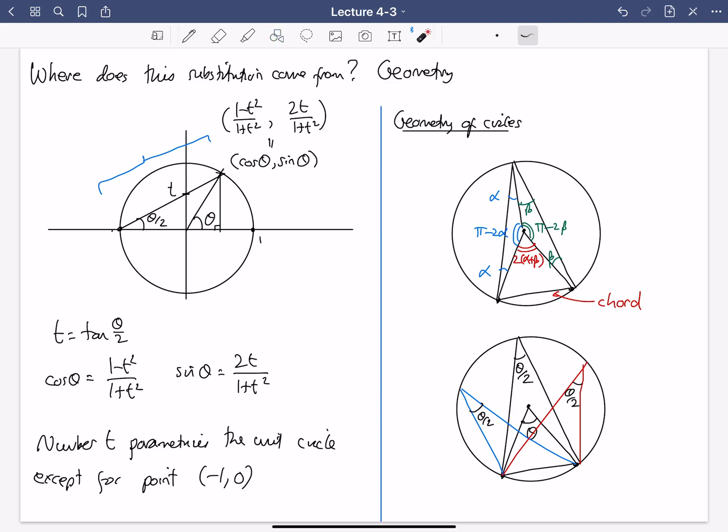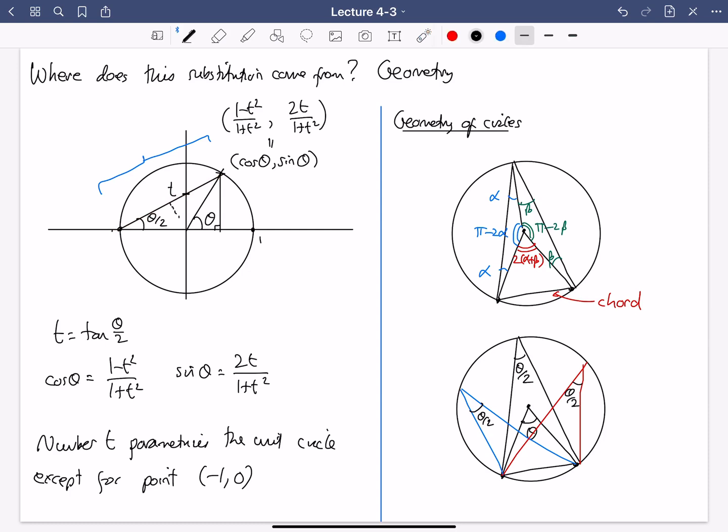And you can calculate the length of the hypotenuse of that right angle triangle. You can calculate it because you know the height is sine theta and the width is 1 plus cos theta. So you can calculate this hypotenuse length using Pythagoras.